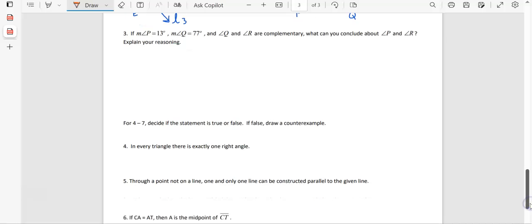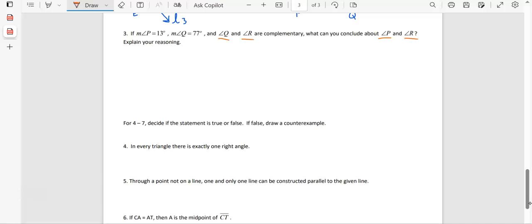If the measure of angle P is 13 degrees and the measure of angle Q is 77 degrees, and Q and R are complementary, what can you conclude about angle P and angle R? And explain your reasoning. And we're going to be working on explaining a lot in this course as well. Because in mathematics, it's not just about what you know, but it's about communicating what you know. And especially in geometry, communication is really one of the highlights and focal points.